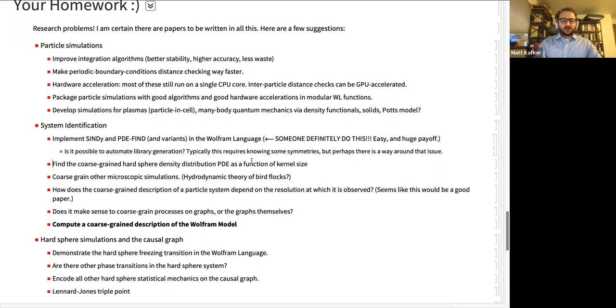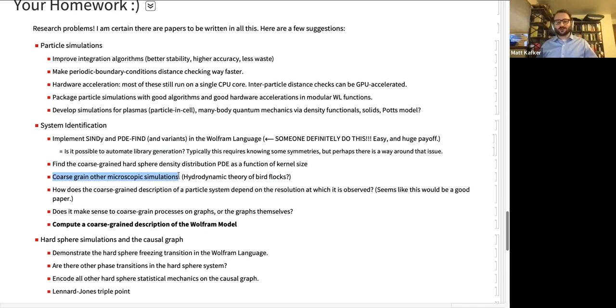So coarse graining the hard spheres as a function of kernel size, and using something like PDE find to explore the behavior of those coarse grain descriptions as a function of the size of your coarse graining kernel. And not necessarily just the hard spheres, any of these microscopic simulations, you can do that for.